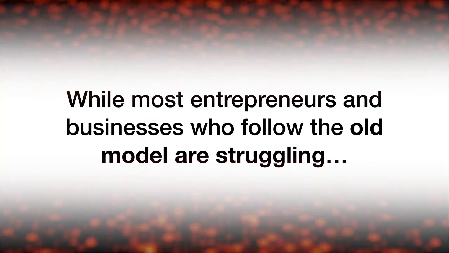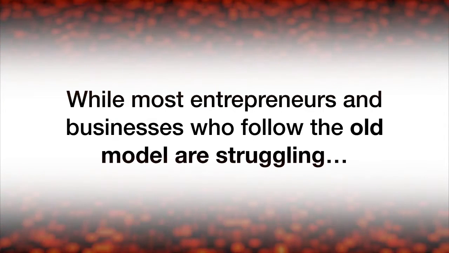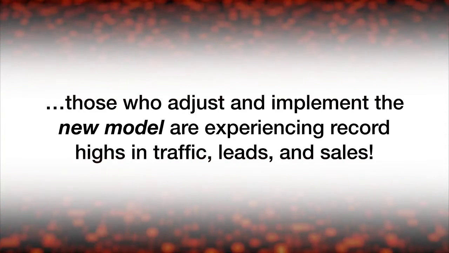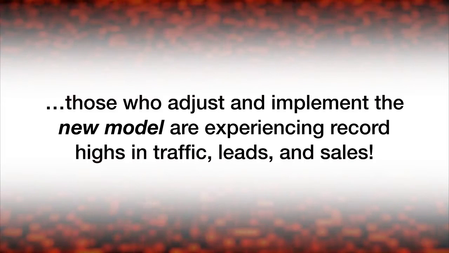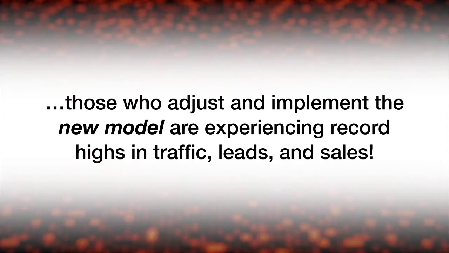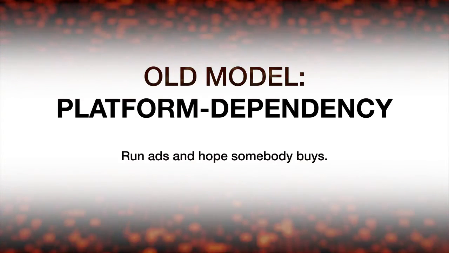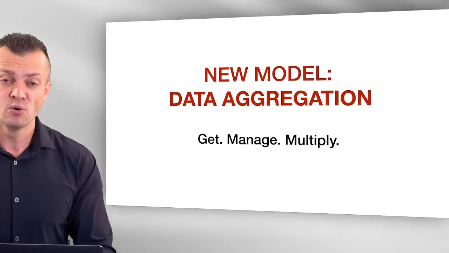Look, it's not all bad news, right? There's also some good news about this. While most entrepreneurs and businesses who follow what's called the old model for traffic generation are struggling, those who adjust and implement the new model, and I'm going to show you that in just a second, are experiencing record highs in traffic, leads, and sales. Here's the old model. It's called platform dependency. This is basically where people say, you know what, we're going to just run ads and see what happens, right? And hope somebody's going to buy. The new model is called data aggregation. And in data aggregation, we focus on three things.